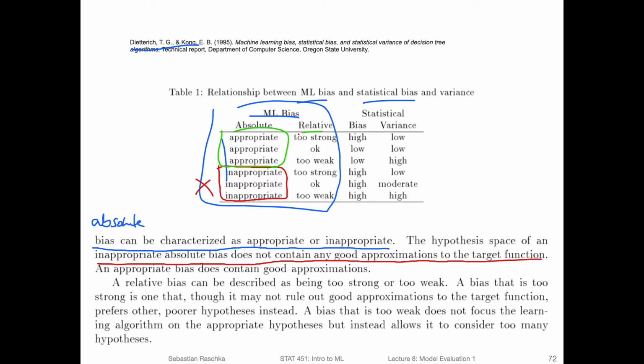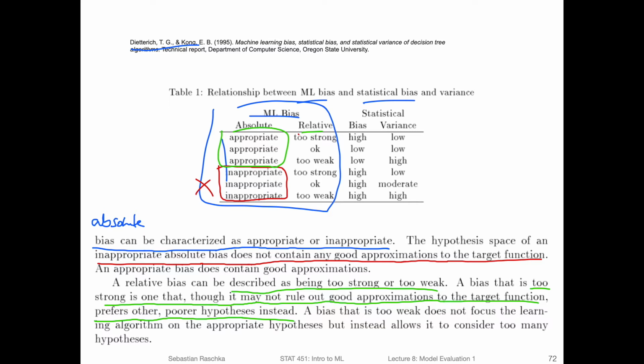Now there's also the relative bias, which they say can be described as being too strong or too weak. And the bias that is too strong is one that, though it may not rule out good approximation to the target function, prefers other poorer hypotheses instead. So if we have a strong relative bias, again, it is possible to find a good solution in the algorithm's hypothesis space. However, the algorithm may not find it.